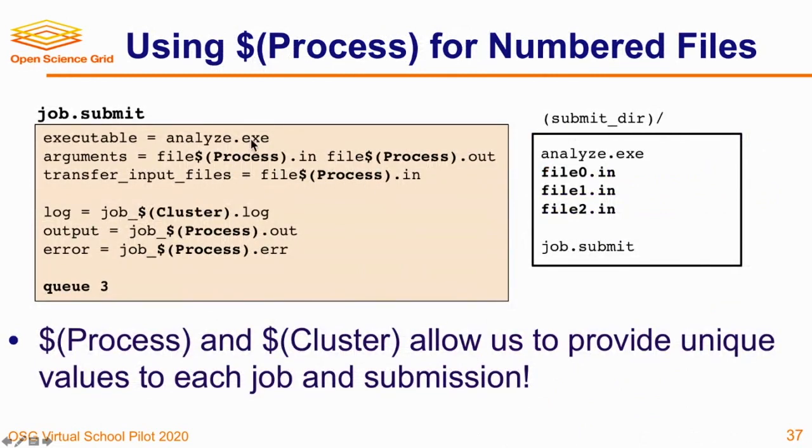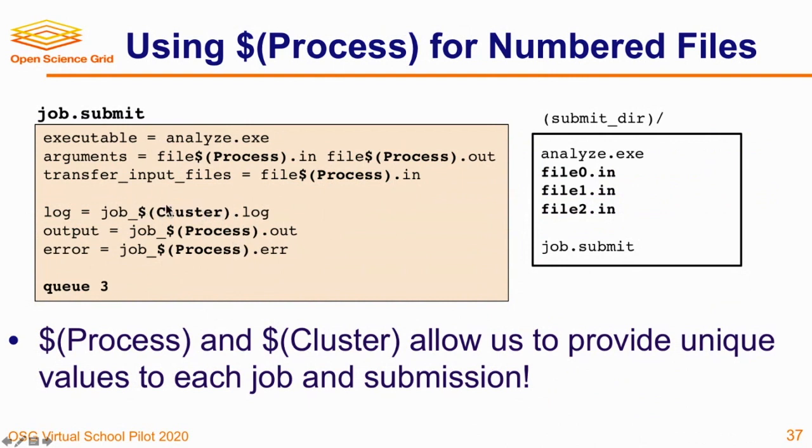Here's what that would look like, and I'll walk you through this. This is the same submit file we just saw before, but instead of saying file.in, now we can say file$(process).in, file$(process).out, and for each job that we submit, the process value that gets assigned by Condor will be inserted into these arguments and into the file name that needs to be transferred. So when we queue 3 jobs, this submit file will get submitted effectively once where the process value is 0, a second time where the process value is 1, a third where the process value is 2, and so on.